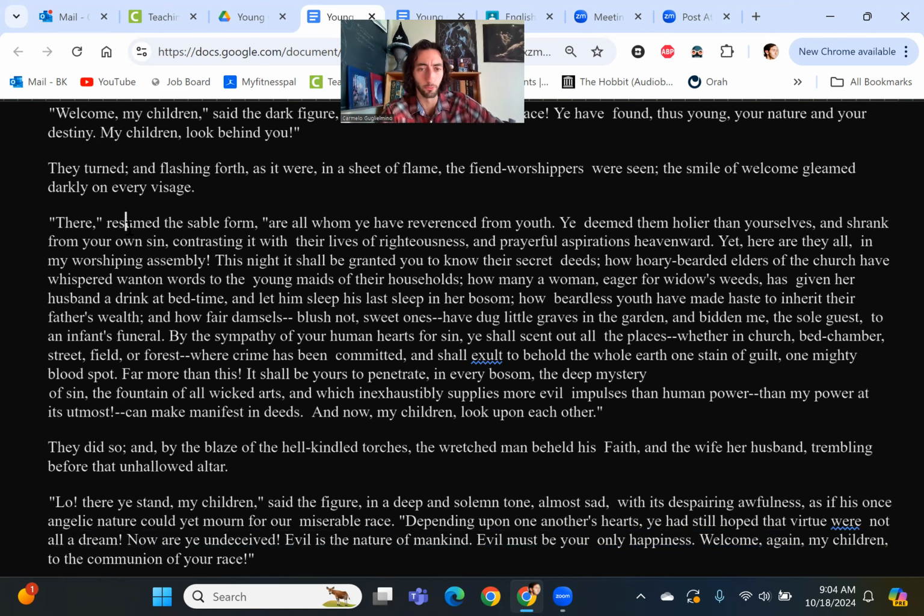"There," resumed the sable form, the devil, that is, "are all whom ye reverence from youth. Ye deemed them holier than yourselves, and shrank from your own sin, contrasting it with their lives of righteousness and prayerful aspirations heavenwards. Yet here are they all in my worshiping assembly."